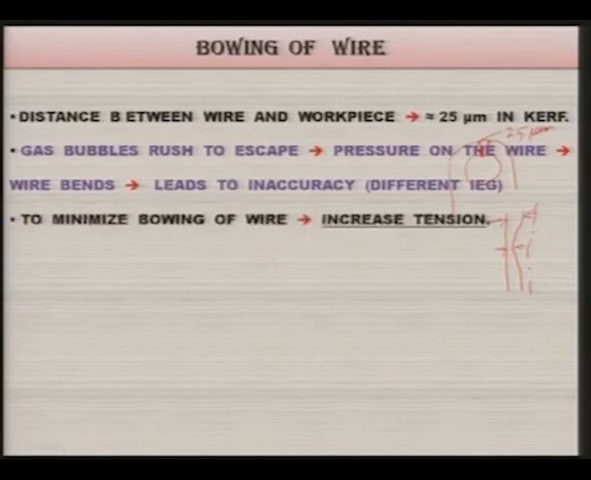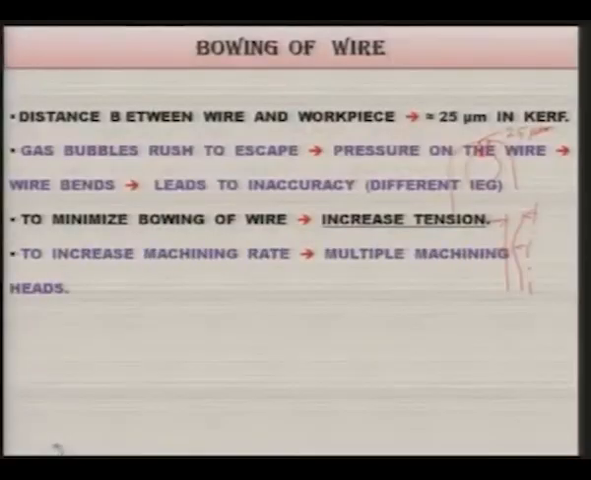So, to minimize the bowing of the wire, what one can do is increase the tension on the wire, because these wires are being pulled by the guides or by the pulleys, and so tension is increased. If the tension is increased too much, then the wire itself may break.